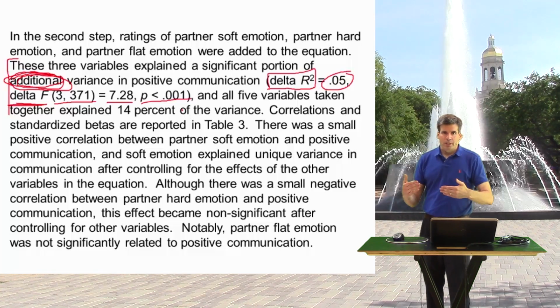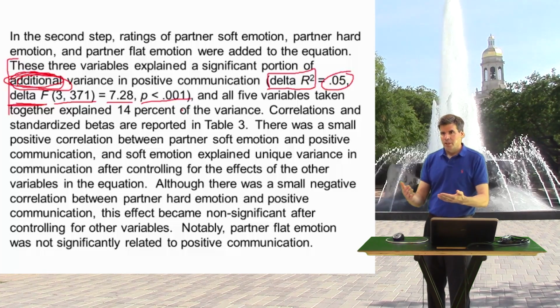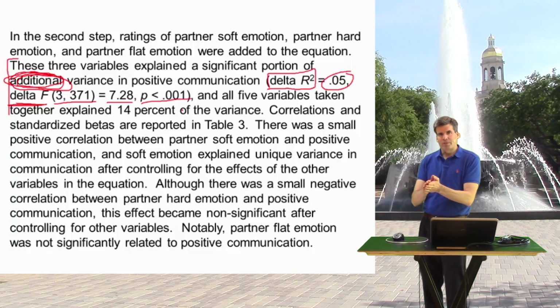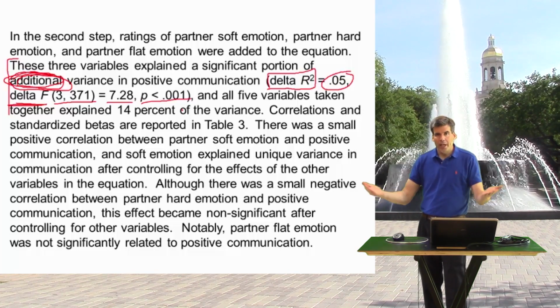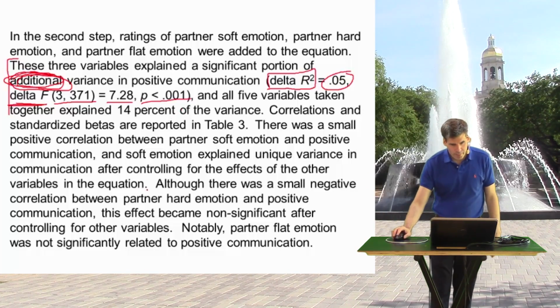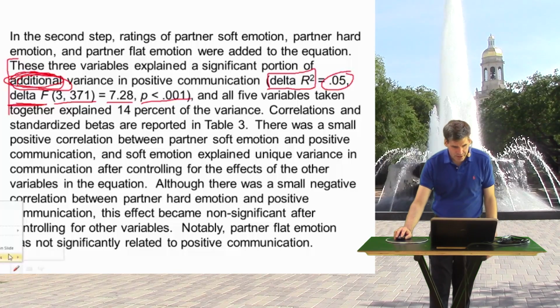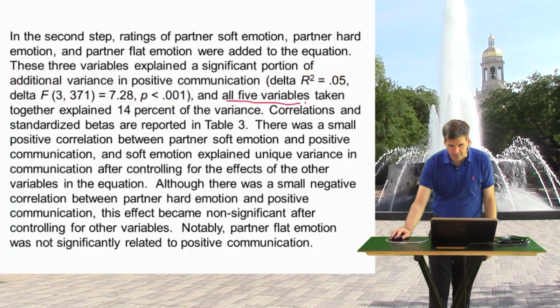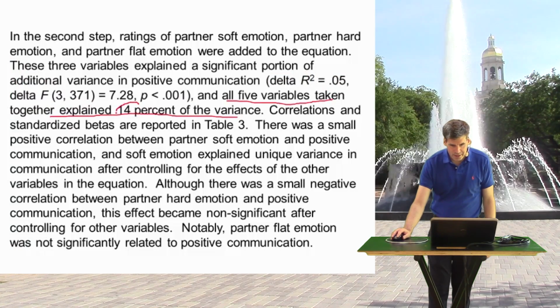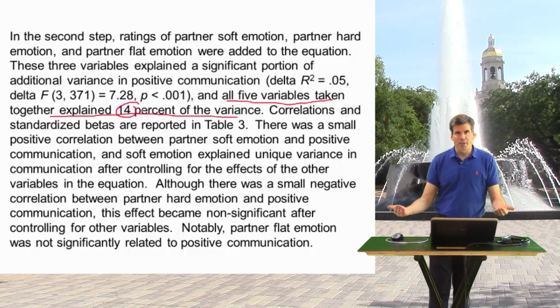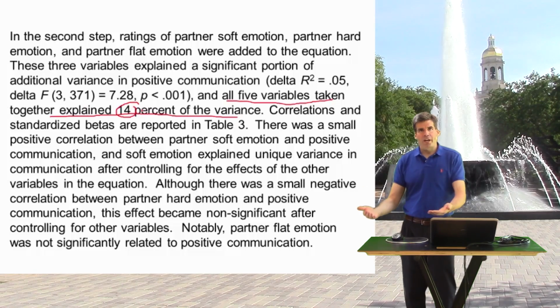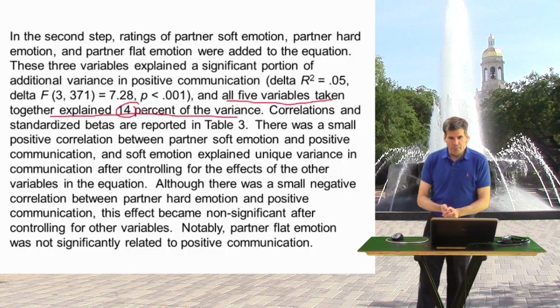Now at this point, go ahead and also mention, we haven't talked about what are the effects of all the variables taken together. Go ahead and mention that. And here, I've just done that really briefly. I just said, and all 5 variables taken together explain 14% of the variance. And I did not give all 5 pieces of information. That is, I didn't give the F value and the p value for that.